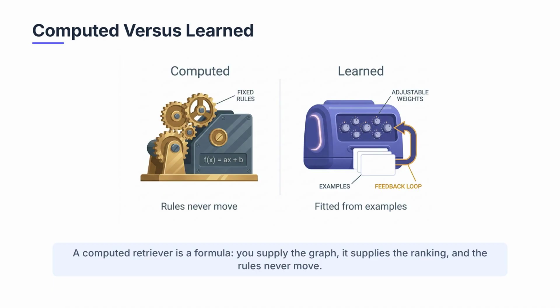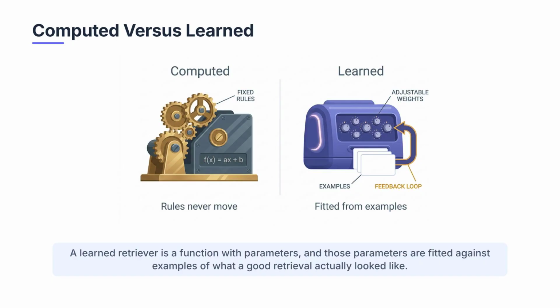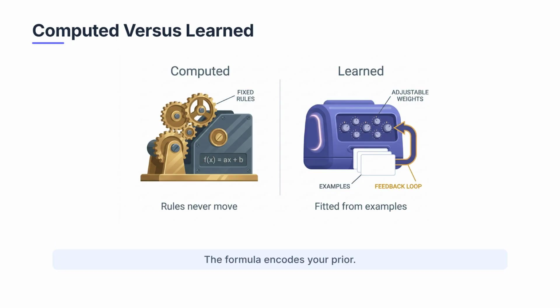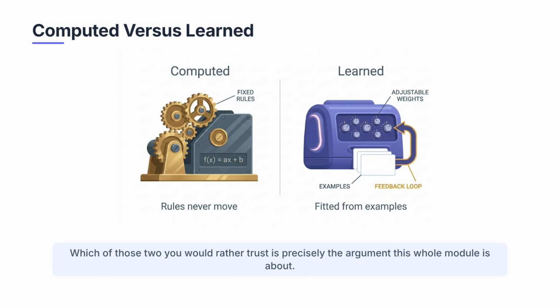A computed retriever is a formula. You supply the graph, it supplies the ranking, and the rules never move. A learned retriever is a function with parameters, and those parameters are fitted against examples of what a good retrieval actually looked like. The formula encodes your prior. The model encodes the data's. Which of those two you would rather trust is precisely the argument this whole module is about.